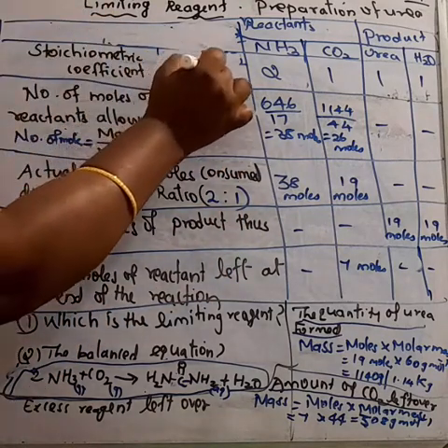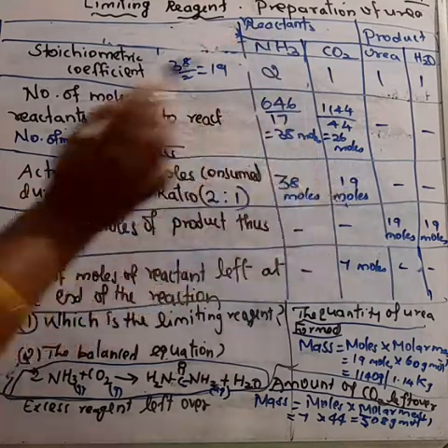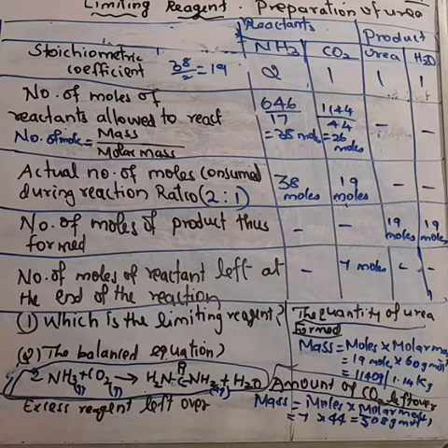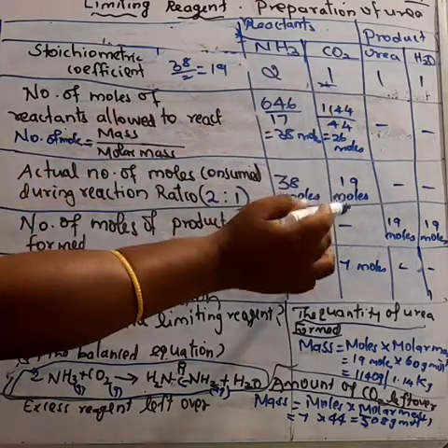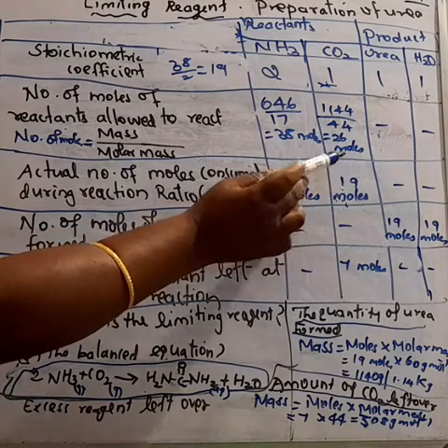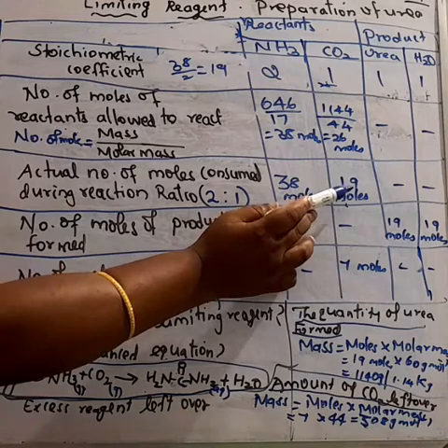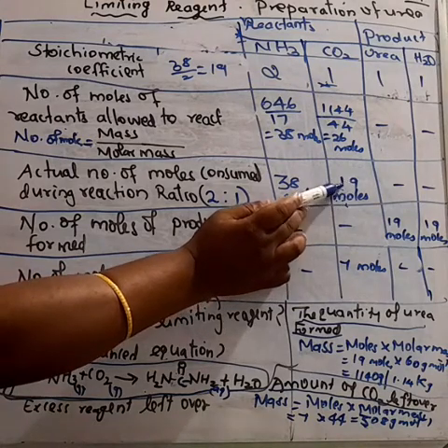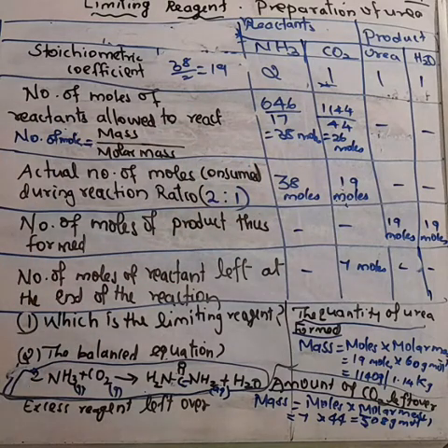So for carbon dioxide, the stoichiometric coefficient is 1 mole, and the number of moles available is 26. So here the actual number of moles consumed during the reaction, by the reactant ratio, is 38 divided by 2, we get 19 moles.